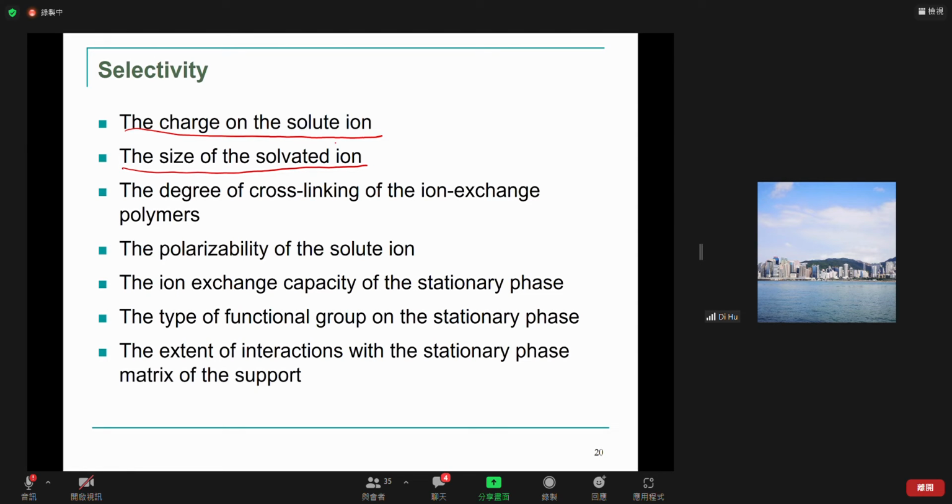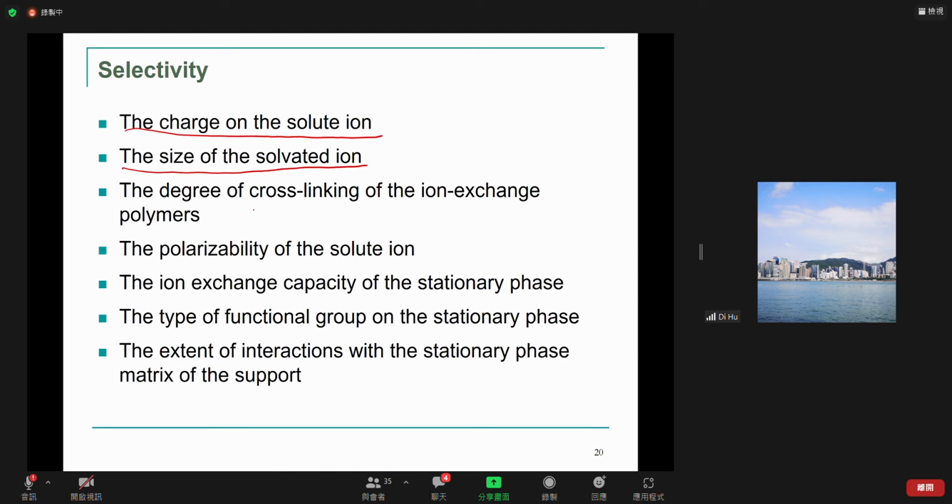If you're talking about the counter ion, it's also charge density and the solvated ion. Because as I mentioned earlier, when an ion shows up in the aqueous phase, in the sample, in the mobile phase, it's not a bare ion, because they are charged. They're surrounded by water molecules, so they all show up in the hydrated ion form. So when you talk about size, you have to think about those hydrated ions. Also, there's the degree of cross-linking of the ion exchange polymer.